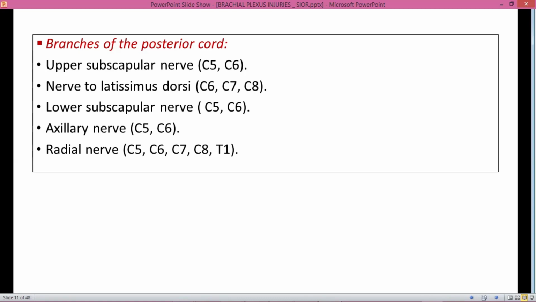And the radial nerve, which has a root value of C5, C6, C7, C8, and T1, and supplies all extensor muscles of the forearm and the arm.